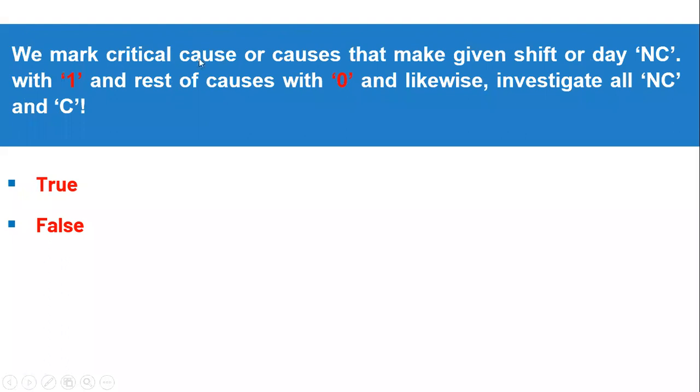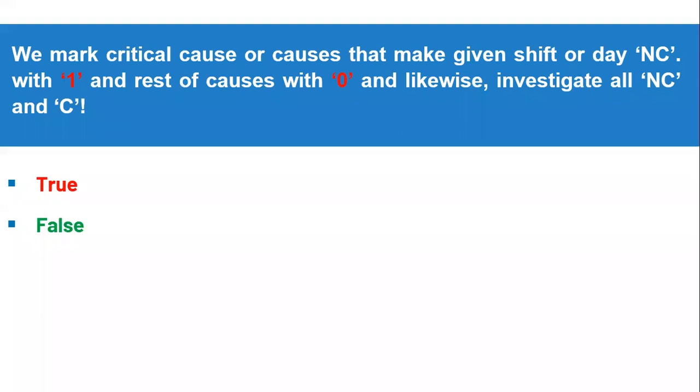We mark the critical cause or causes that make the given shift or day NC with 1 and the rest of the causes with 0. And likewise, we will investigate all NCs and all Cs, that is compliances. So are we going to do the investigation for all NCs and all compliances, or all NCs and all Cs? The answer is no, that's false. We don't investigate all NCs and all Cs.